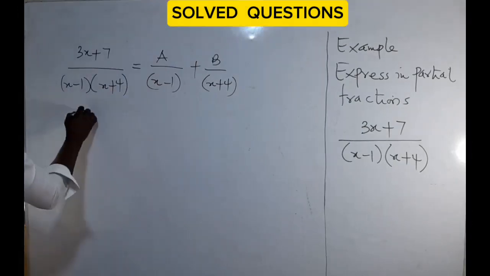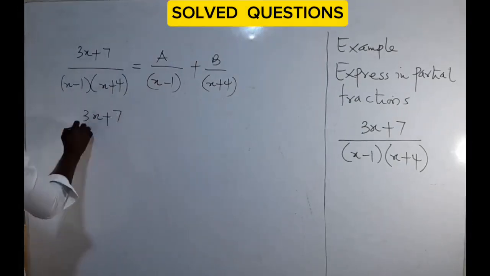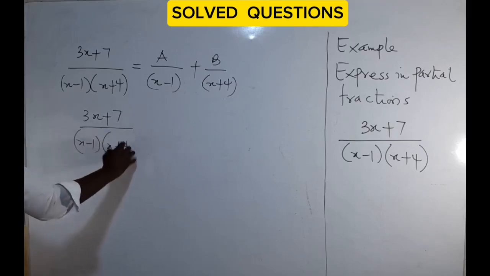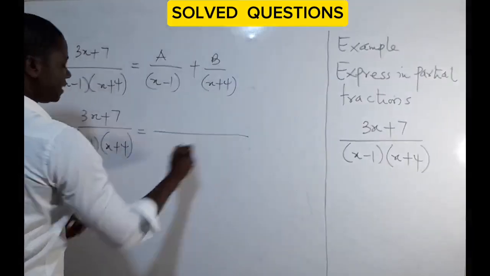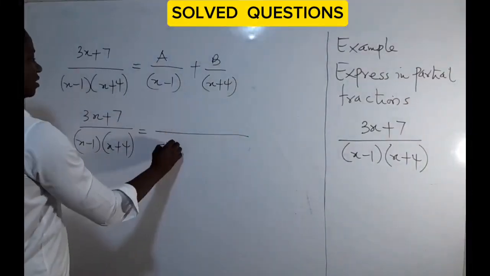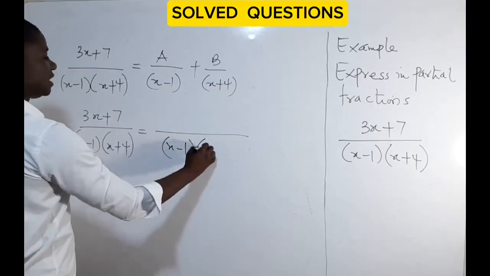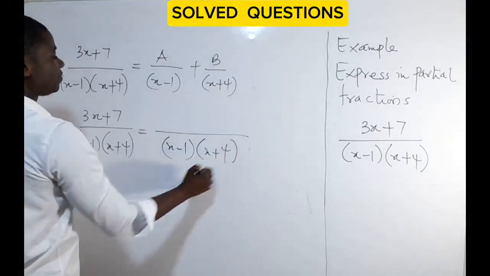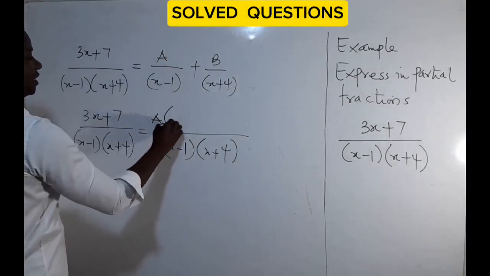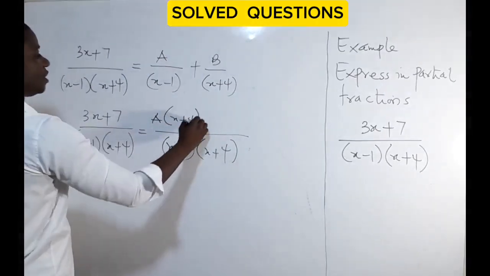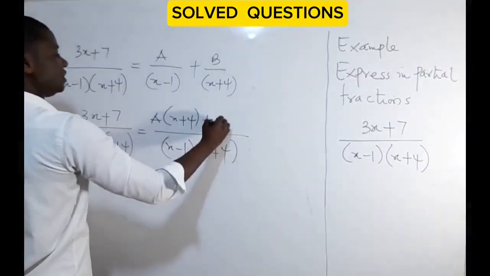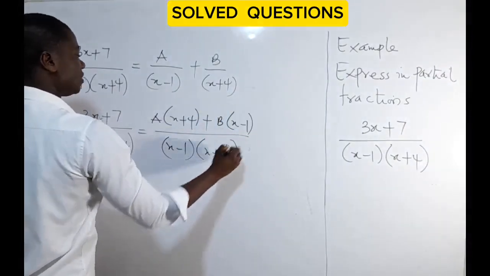Now, a step down, we have (3x plus 7) over (x minus 1), the first factor, (x plus 4), the second factor. Here you find the LCM. The LCM will be x minus 1 here, and x plus 4 here. Now, this here we are left with this. This will multiply A. So we have A times (x plus 4), plus this goes here, we are left with this, and this times B will be B times (x minus 1), okay?